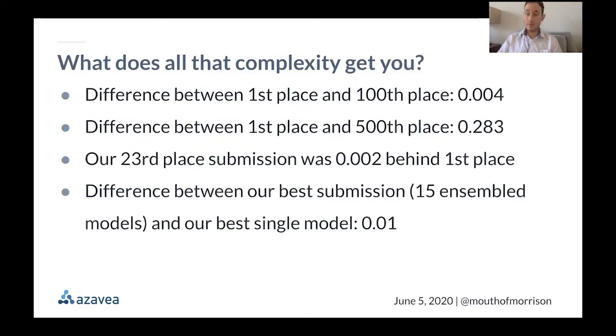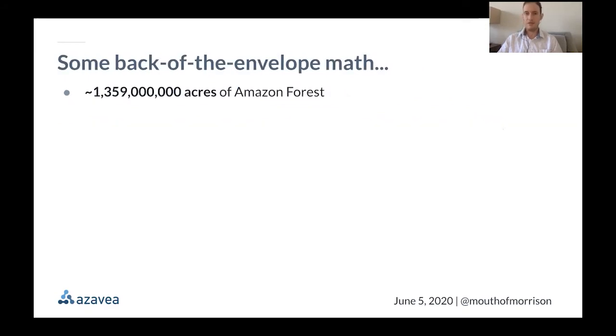And our best submission was 15 ensembled models. Again, totally impractical. It did just 0.01 better than our best single model, which was very practical and very fast to run. So again, there are some practical considerations to this. If you think about it, there are over 1 billion acres of Amazon forest.